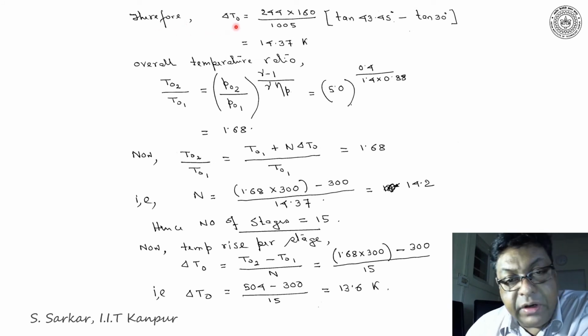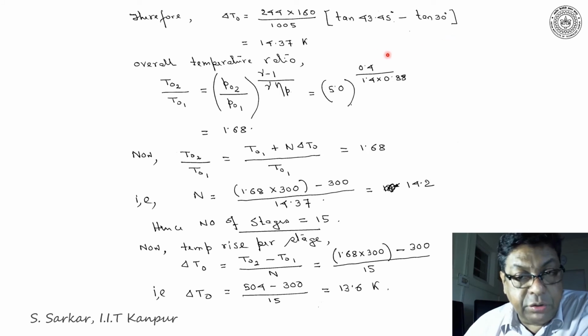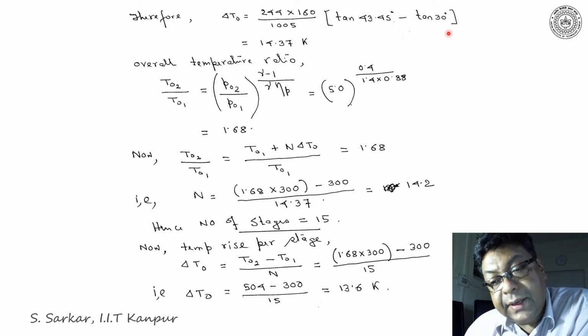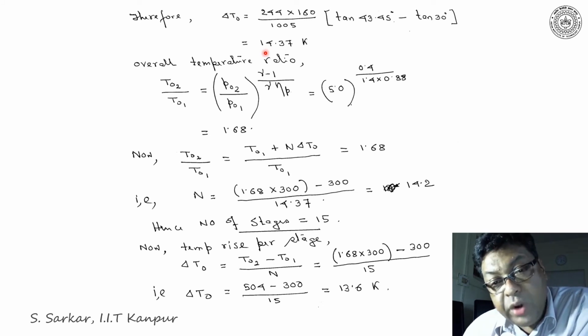Thus, I have calculated del T0, the stage stagnation temperature rise, which is equal to 244 into 160 divided by 1005 into tan beta 1 minus tan beta 2, thus tan 43.45 minus tan 30 degree. If you do the calculation, you will get del T0 as 14.37 K.